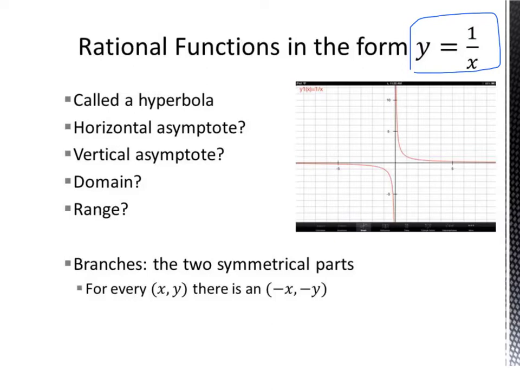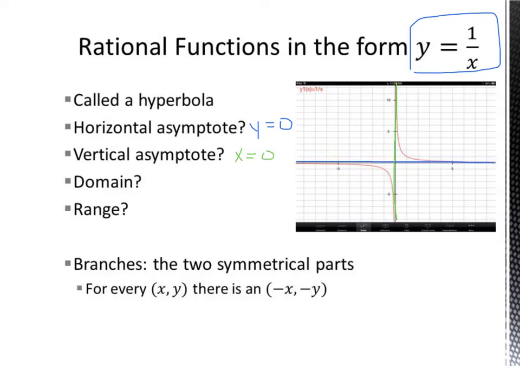These have two asymptotes. Everything we just did in Chapter 8 with exponential functions and log functions all had one asymptote. So we have a horizontal asymptote here, and that equation would be y equals 0. Okay, remember that's a line. And we also have a vertical asymptote here, and that equation would be x equals 0.